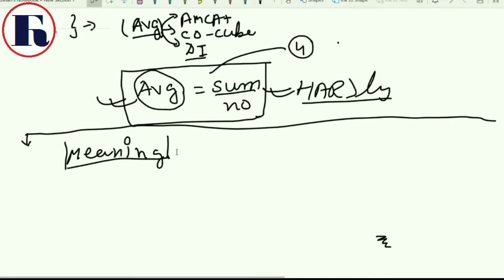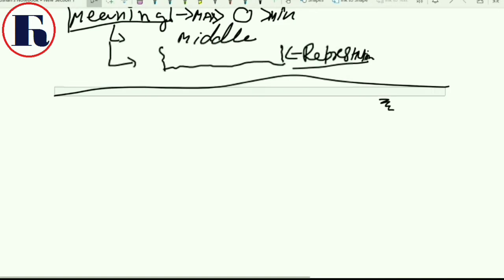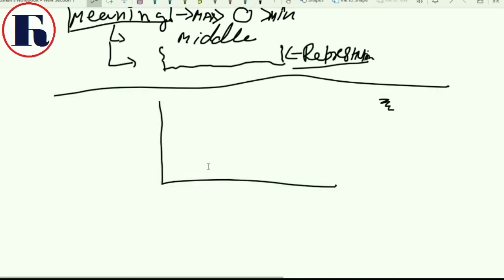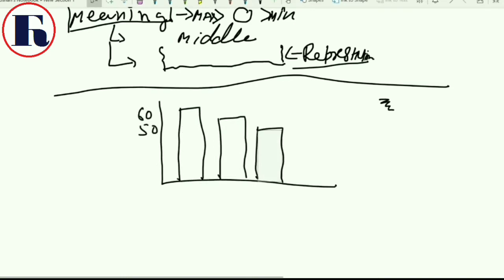What do you mean by meaning of average? Meaning of average is nothing but somewhere in the middle. If I talk about this graph, kind of a bar graph, one person whose weight is almost 60, another person whose weight is, let's say, 50, and then another person whose weight is 30.